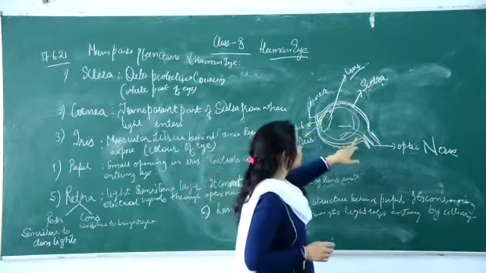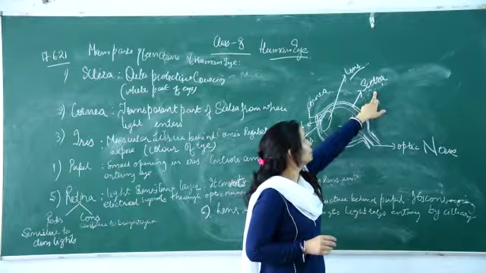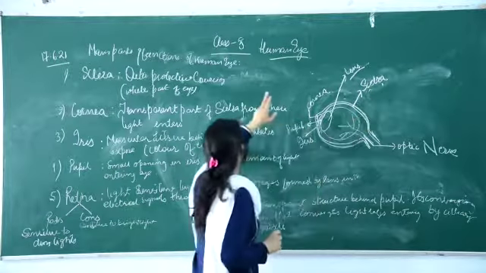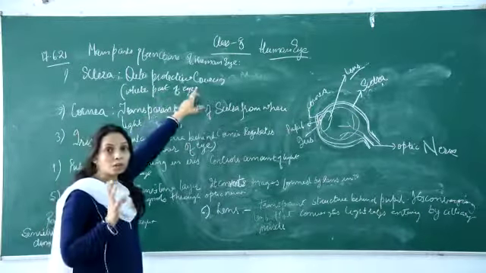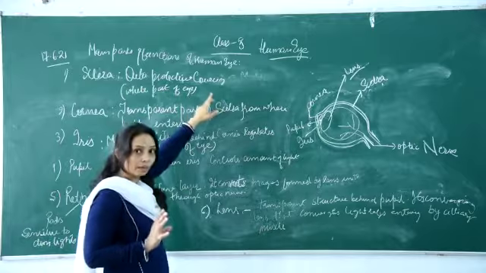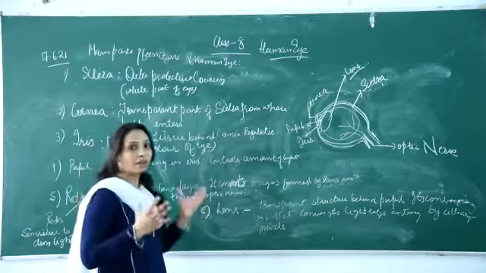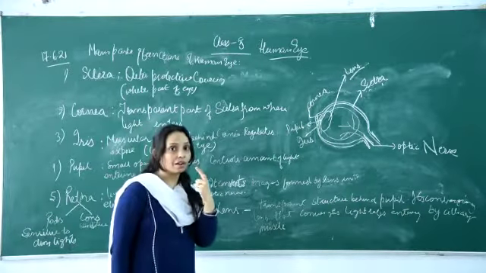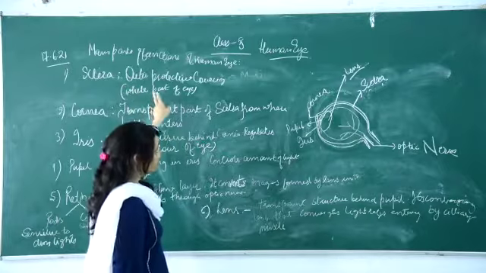The outermost part of the human eye is called the sclera. It is the most protective outermost layering of the human eye. This is also known as the white part. The white part that we see in our eye is known as the sclera.